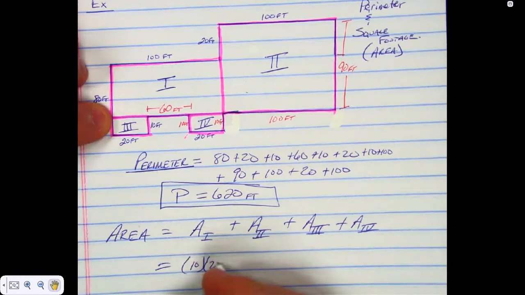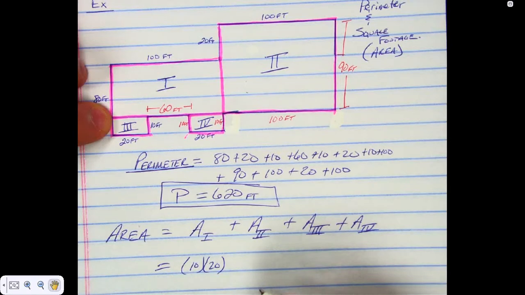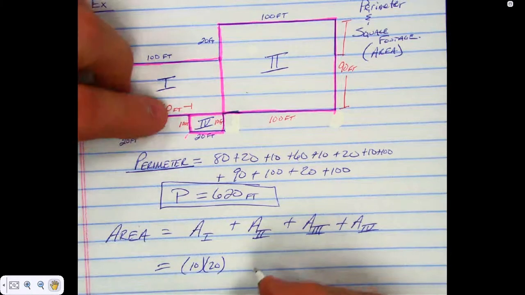Each time, area of region 1, it's what? 10 times what? 10. Don't put your books up. Stop.